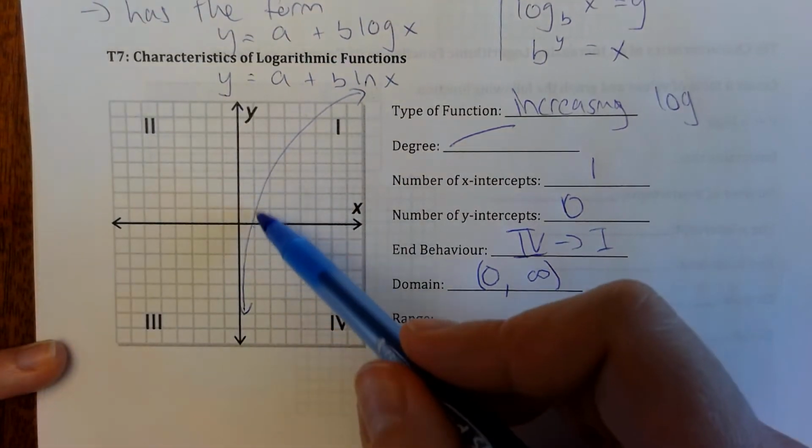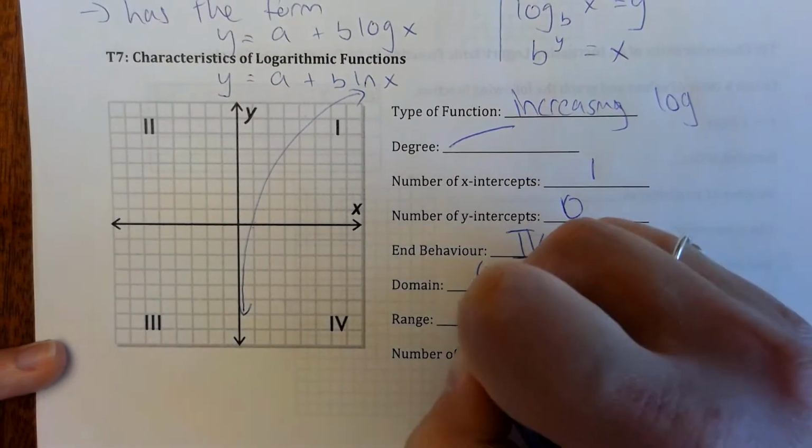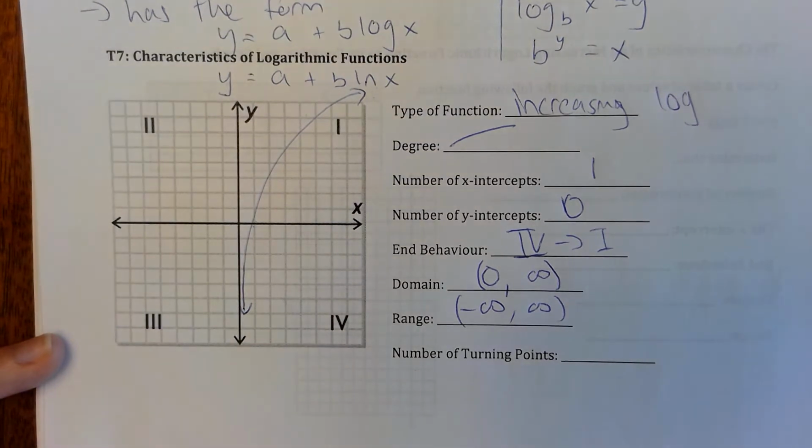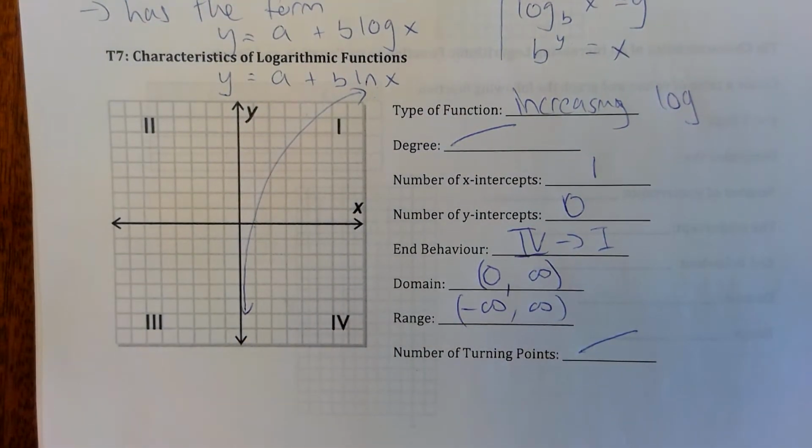Range, going down, that would be negative infinity to infinity. Round brackets again. Number of turning points, really not something we say with logarithms. So you'll notice that these things are actually very similar, but kind of opposite of exponential functions, right? Let's flip and let's try a decreasing log and just take a look at the shape of that.